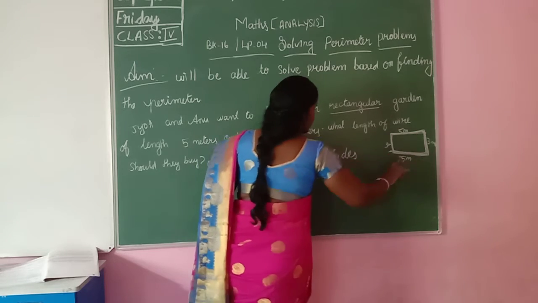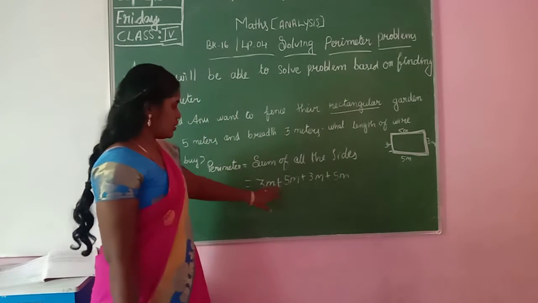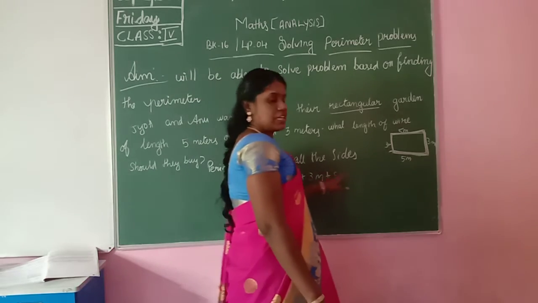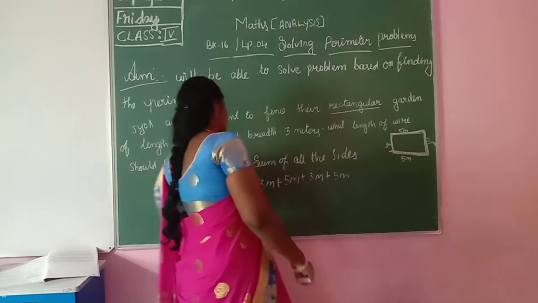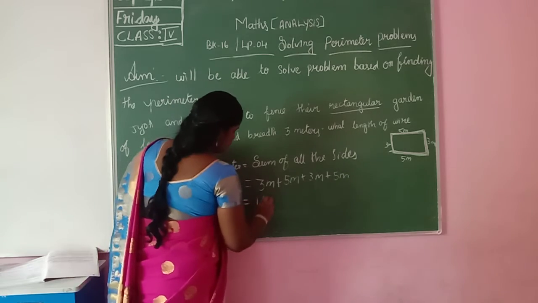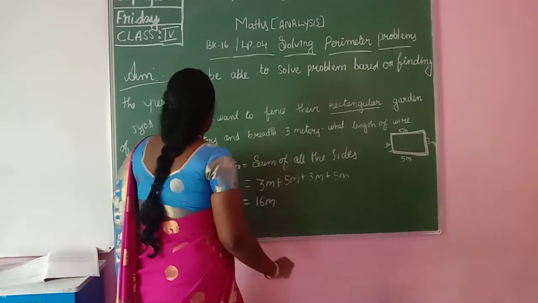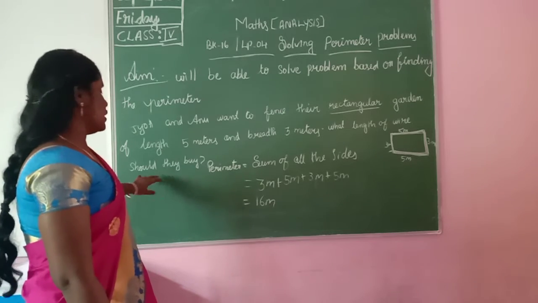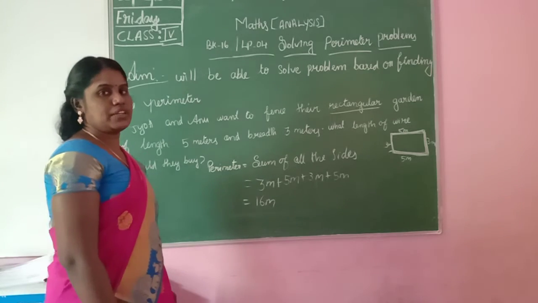We took all the measurements. Now we need to add everything. This is 3 plus 5, 8. 8 plus 3, 11. 11 plus 5, 16. Okay, total 16 meter. How much length do we need to cover that? We need 16 meter length of wire. We need to cover this.